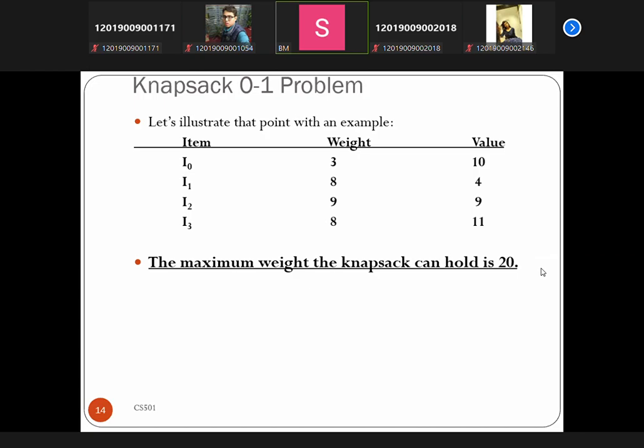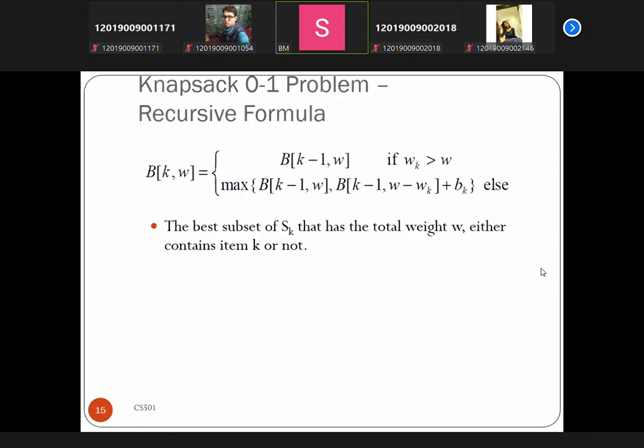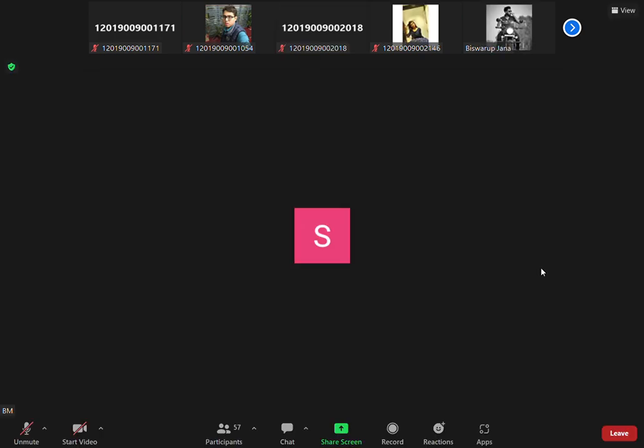But this is a very small example, only 4 elements. If there are more, how can we proceed? For that we have one entire procedure. Before I go into this formula, let me take some values and show you how things are going on.